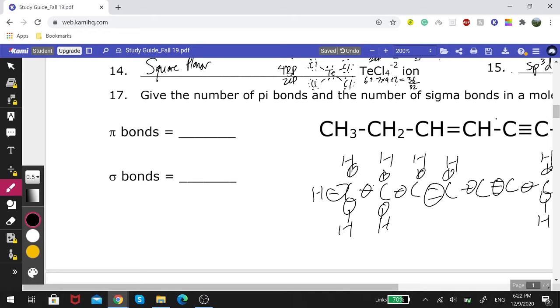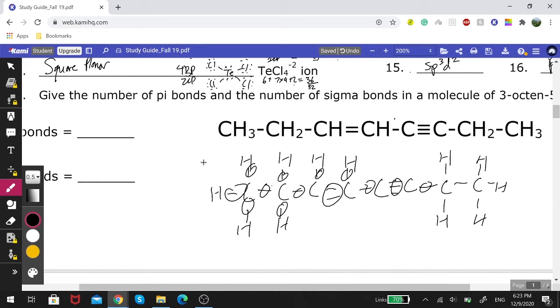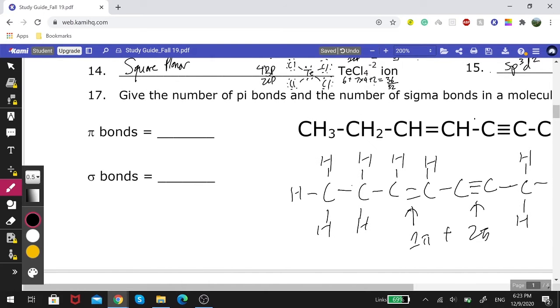Now pi bonds only occur in double and triple bonds. So there's 1 double and 1 triple bond. The double bond contains 1 pi bond. This one, the triple bond, contains 2 pi bonds. So you add them together, and that is equal to 3 pi bonds and 19 sigma bonds.